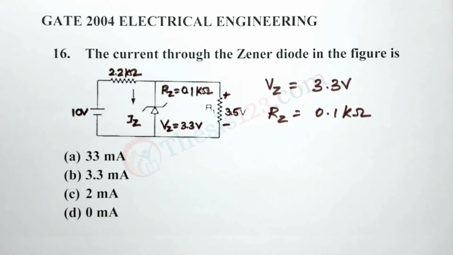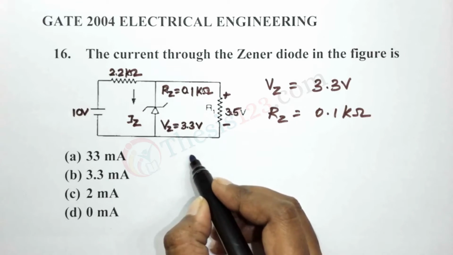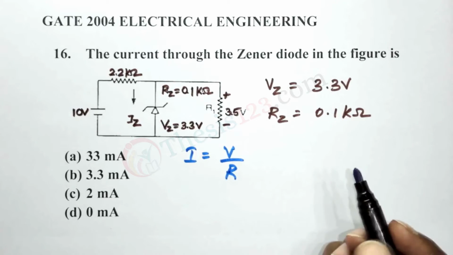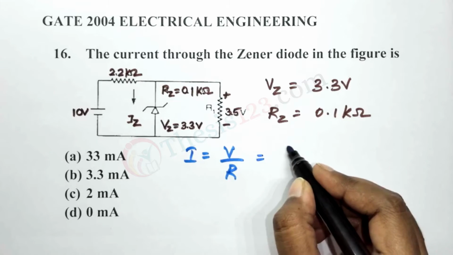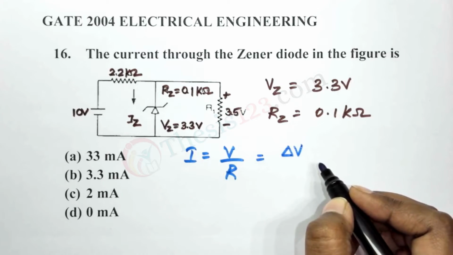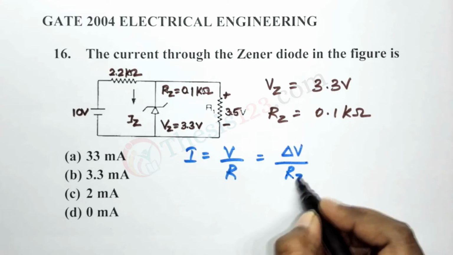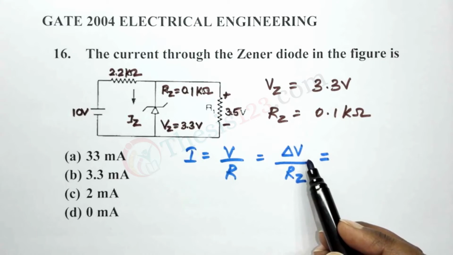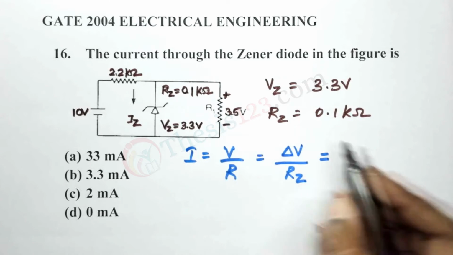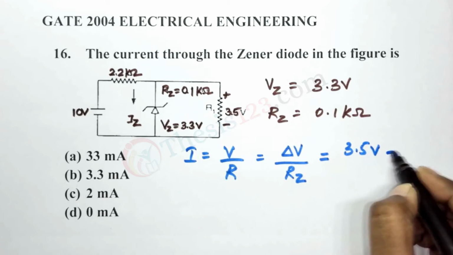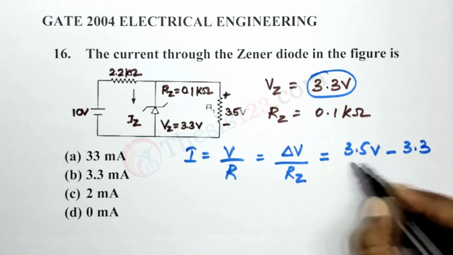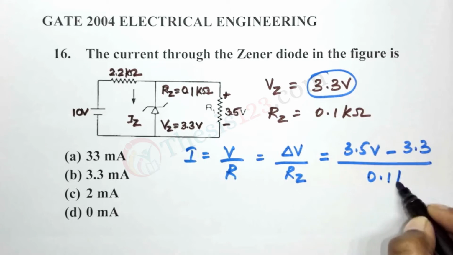So, using the basic Ohm's law, we can say that the current is equal to V by R. We know that. So, in terms of Zener diode, IZ would be equal to the difference in the voltages, delta V divided by RZ. So, delta V is the difference of the two voltages over here, which is 3.5 volts minus the voltage VZ divided by RZ.